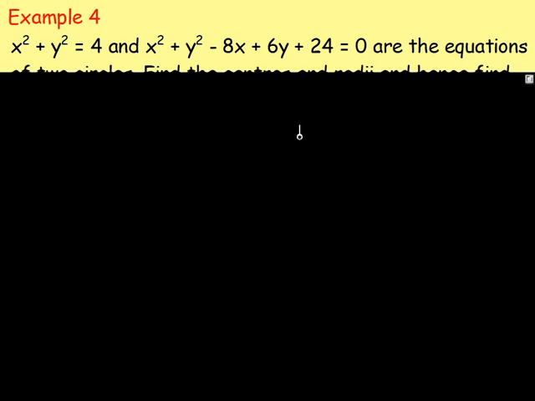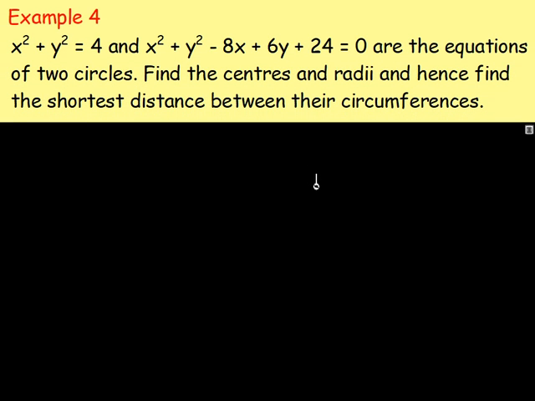Let's move on. Example number 4. So this time we've got x² plus y² equals 4 and x² plus y² take away 8x plus 6y plus 24 equals 0. They are both equations of two circles. Find the centres and radiuses, and hence find the shortest distance between their circumferences.